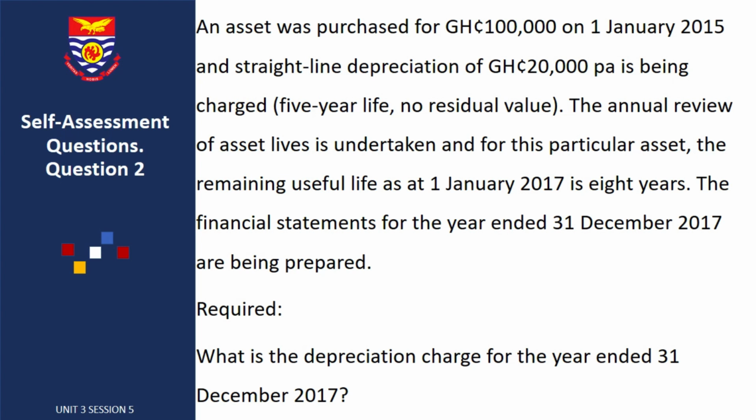Now let's analyze the question. You bought the asset on 1st January 2015 for 100,000, and they say you are going to use the straight line method of depreciation, of which you are going to charge depreciation of 20,000 per annum. So if you charge depreciation for 5 years, the 100,000 will be exhausted. So the useful life is 5 years. However, they have reviewed the asset, and as at 1st January 2017, it's now having a useful life of 8 years.